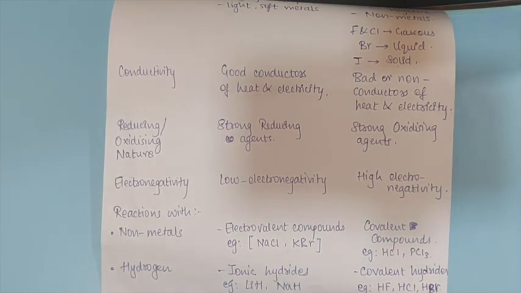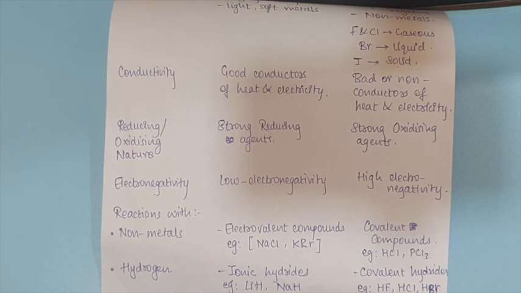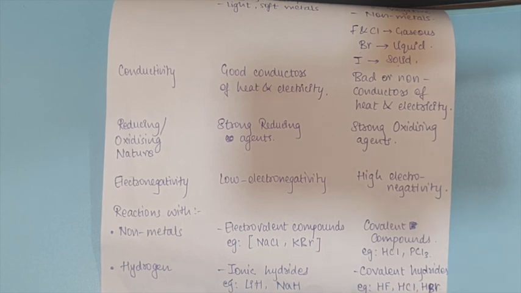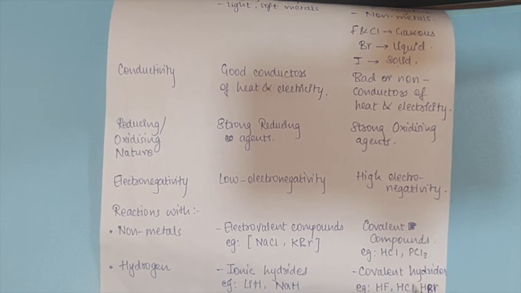Group 1 and group 17 have their reactions with hydrogen as well. For group 1, they form an ionic hydride such as lithium hydride and sodium hydride. Whereas in group 17, covalent hydrides are formed such as hydrogen fluoride, hydrogen chloride, hydrogen bromide, etc. So here was everything about the groups of the periodic table that you need to know, along with their properties.